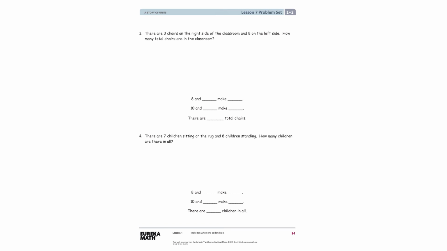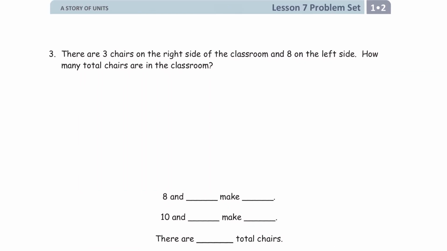Let's take a look at number 3 now. Everyone should have finished problem 1 and problem 2. So problem 3 is going to be very similar. Problem 3 says there are 3 chairs on the right side of the classroom and 8 on the left side. How many total chairs are there in the classroom? Well, let's draw that out. So we have 3 chairs on the right, 1, 2, 3, and 8 on the left. So let's go ahead and draw those out. 1, 2, 3, 4, 5, 6, 7, 8.